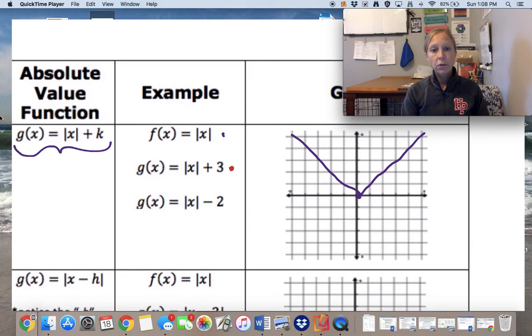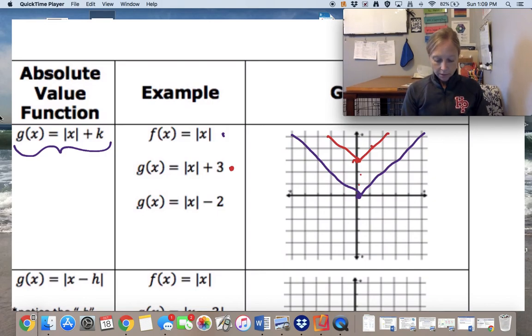this one is absolute value of x plus 3. We said that if we see a plus something at the end, it goes up. So every point on this graph is going to move up 3 points. So our vertex moves up 3 points, and everything else moves up 3 points. It remains a slope of 1 on either side.